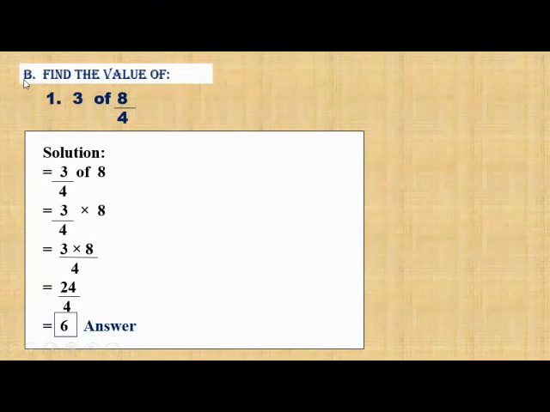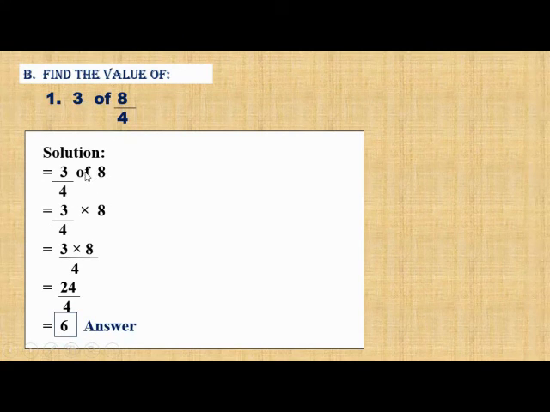In 4.3, this is your part B, in which you have to find the value of. How can you find the value of, in question number 1, 3 upon 4 of 8? In question number 1, you have to find the value, and the solution is 3 upon 4 of 8.